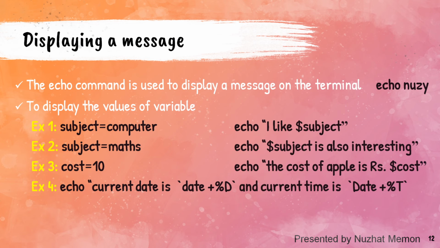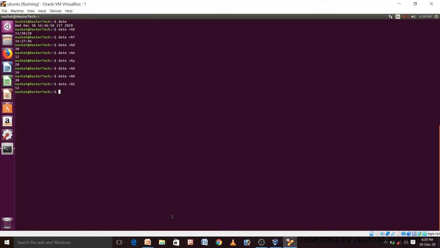Next topic is displaying a message. We have already learned environment variables with echo. Again we will revise it in detail. The echo command is used to display a message on the terminal. So here I will simply write echo Nuzhat. So it will display as it is.